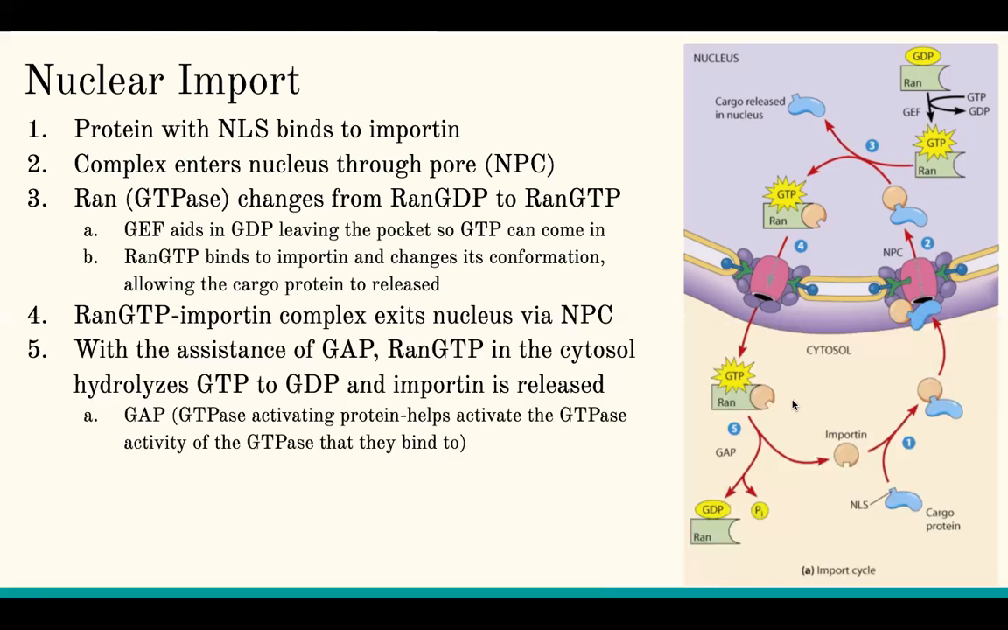And then in the cytosol, the GAP will assist RAN, or accelerate the hydrolysis of GTP to GDP. And when RAN is bound to GDP, it decreases the affinity that it has for importin. So when RAN is bound to GDP, it's able to let go of importin. And so importin is able to float freely in the cytosol and do it all again. So does anyone have any questions about what I explained?